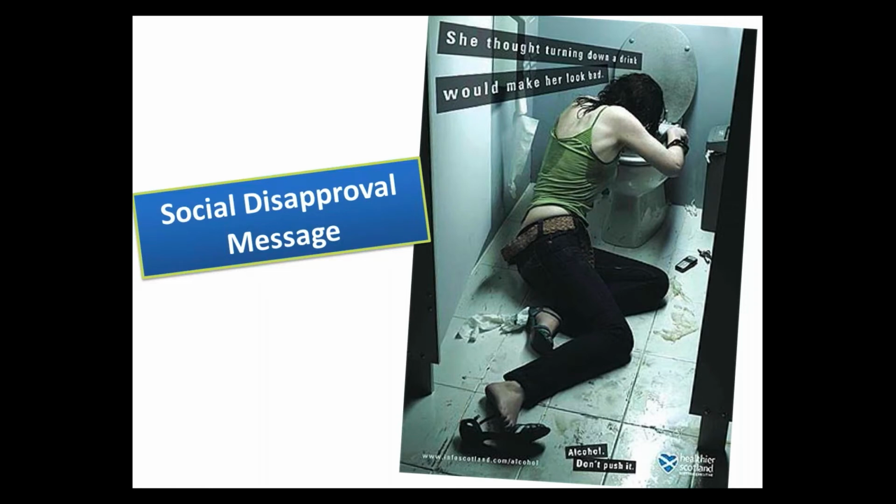So an example of a PSA with a social disapproval message is up on the screen right now. It says, she thought turning down a drink would make her look bad. Alcohol, don't push it. Now she's on the floor in a nasty bathroom with her face in the toilet bowl, toilet paper all over the ground. It is not a very nice sight to see. And obviously it's not putting this person in the most positive light. Now their hope, the person who made this media, their hope is that people will look at this and they don't want to be thought of in that way, so they will choose not to do this activity because they don't want to be looked badly upon.